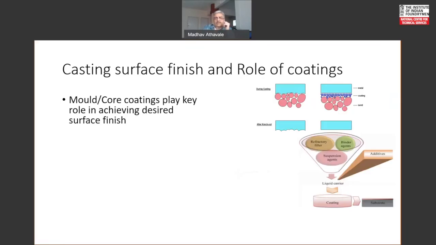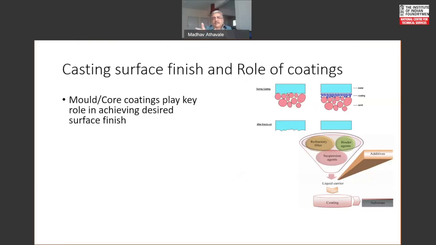Then we looked at what the constituents of a coating are. And the key ingredient, of course, is the refractory fillers, because these are the working fillers which will go on the top of the sand mold and core as well as fill the voids in the sand surface. They are bound to the surface of the mold or core by use of binders. There are suspension agents which keep the refractory fillers in suspension in the liquid carrier that is being used, because that is what will carry the filler to the mold surface.